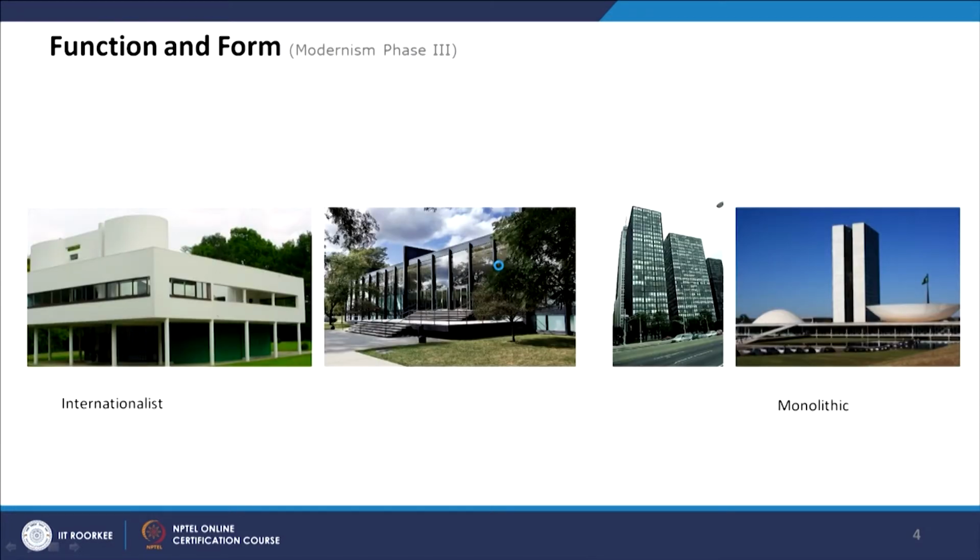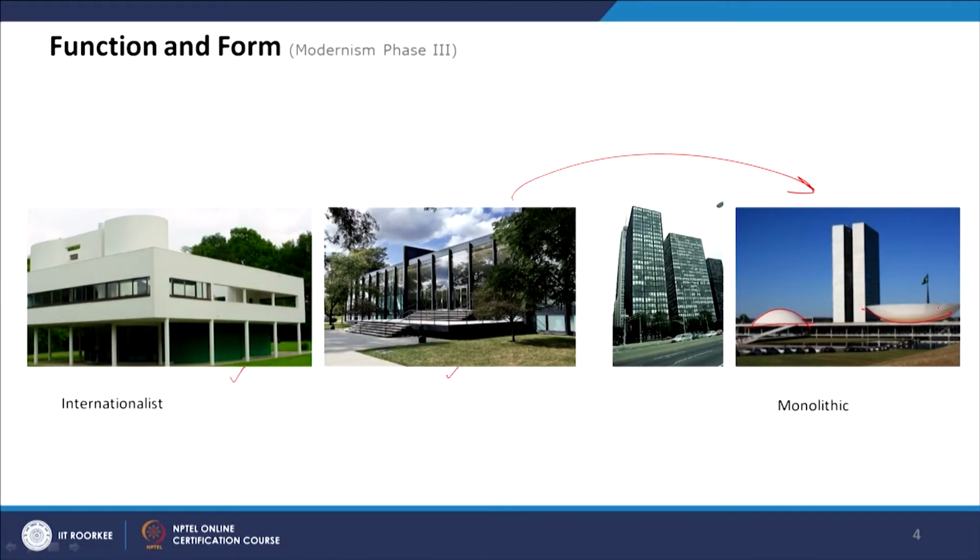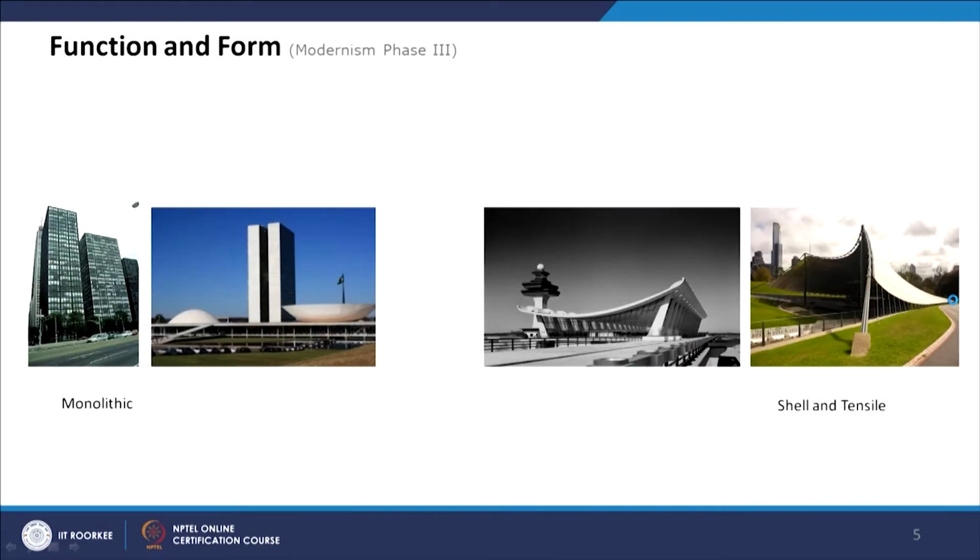So from internationalism, the Villa Savoye, Mies van der Rohe's works and Le Corbusier's work, we have seen how monolithic styles gave more importance to form, and form was more iconic and easily perceivable. So there were more geometrically defined forms in these designs. And from there we can see designs by Eero Saarinen and other shell and tensile structure designs. Form was becoming more dynamic.